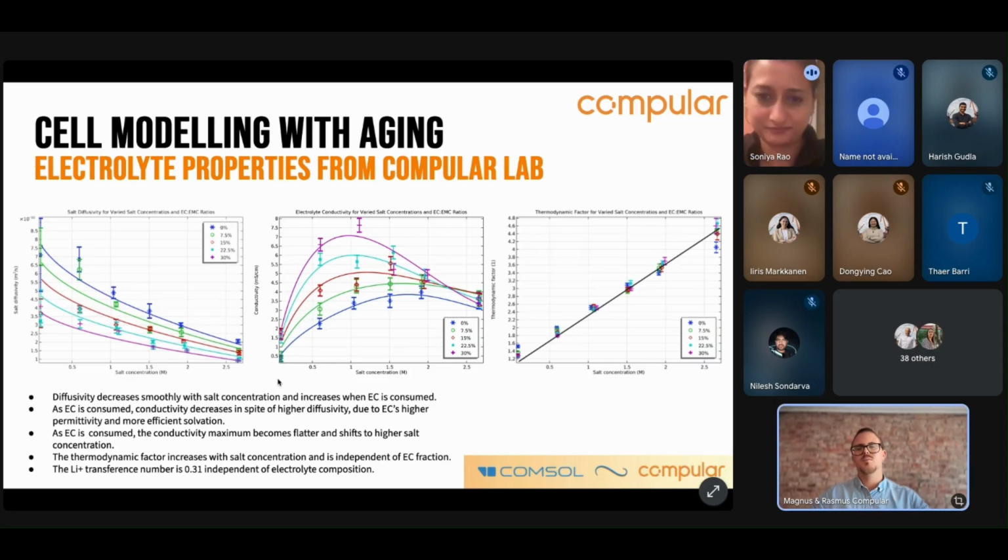So if we're looking at the conductivity curve, we see that with decreasing amounts of EC, we get a shift to the right and a flattened profile for the conductivity. Looking at the thermodynamic factor, that is very close to linear for the salt concentration, and it doesn't depend a lot at all on the solvent composition. And finally, the transference number for lithium is around 0.31, independent of both salt concentration and solvent mixture.